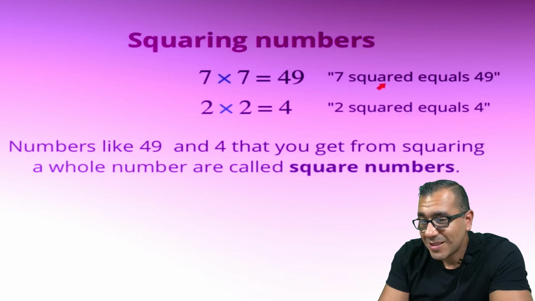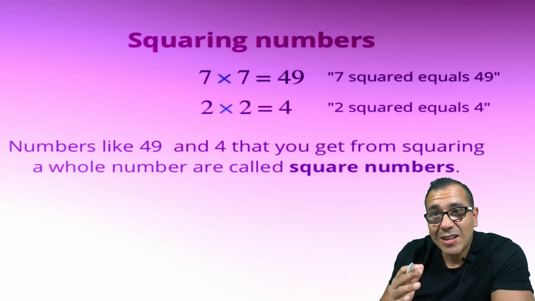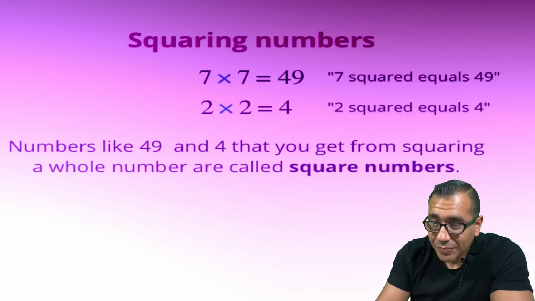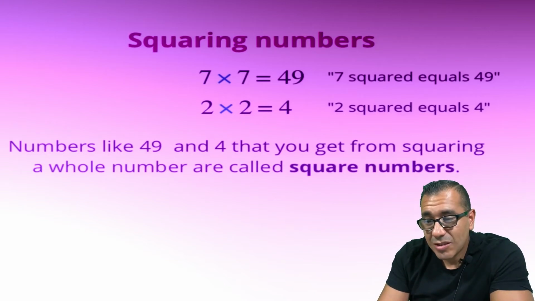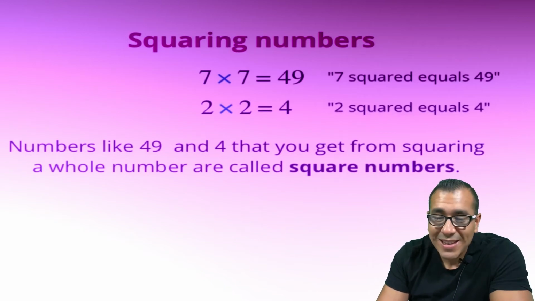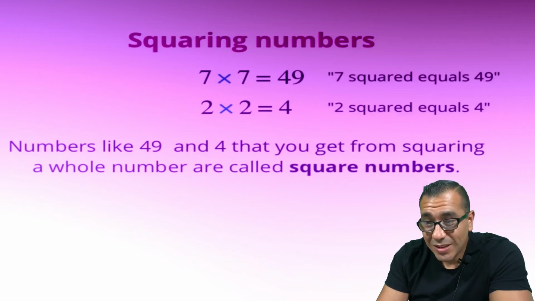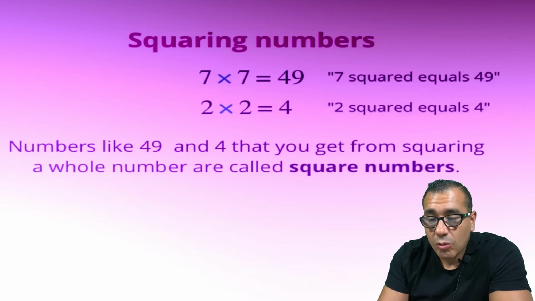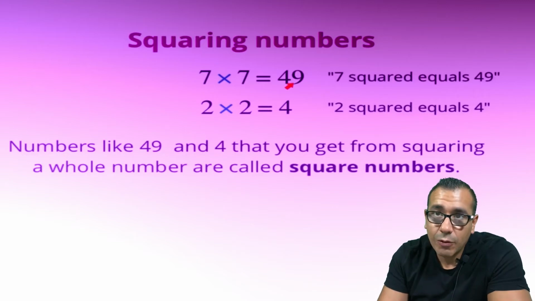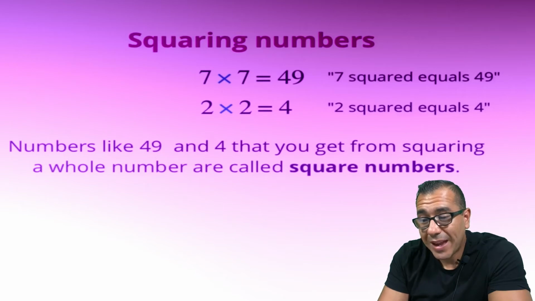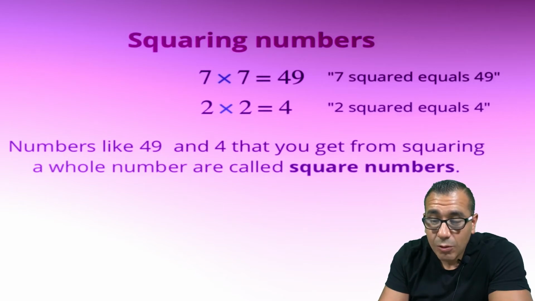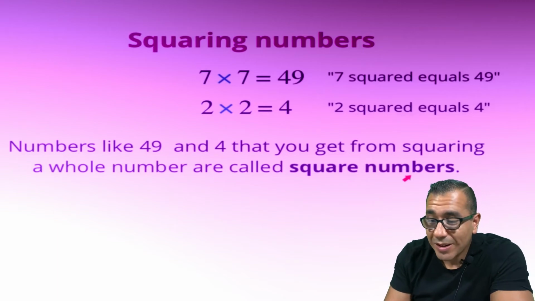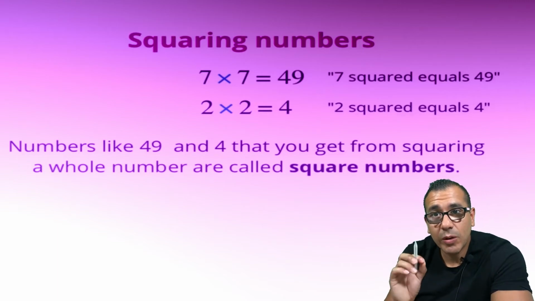So this reads 7 squared, because when I say 7 squared, that just means 7 times 7. Likewise, 2 times 2 just reads 2 squared. It means the exact same thing. So whenever you see 2 squared, that just means 2 times 2. The products, the results, like 49 and 4, are what you get from squaring a whole number. When I square 7, I get 49. When I square 2, I get 4. So 49 and 4, those are what we call square numbers.